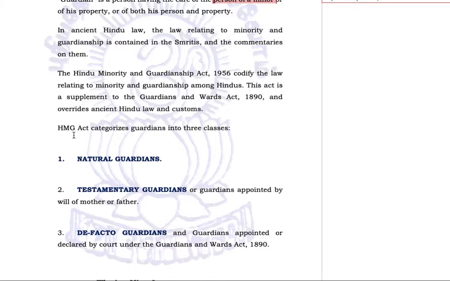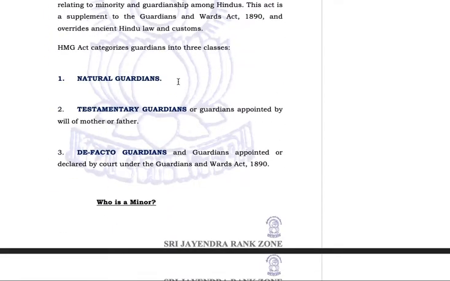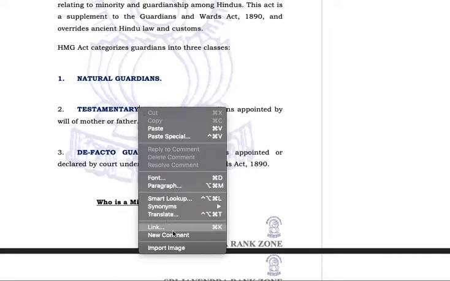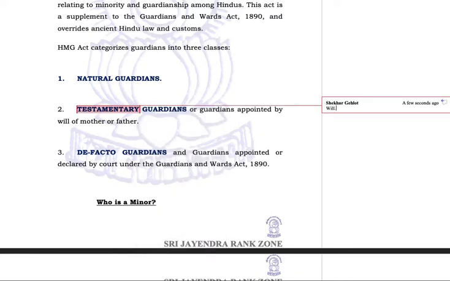The Hindu Minority and Guardianship Act categorizes guardians into three classes. There are three types of guardians as per the Act: natural guardian, testamentary guardian, and de facto guardian. Natural guardian is definitely parents. Testamentary guardian is a guardian appointed by the will of the mother or father. Testament is will. De facto guardians, and guardians appointed or declared by court under the Guardians and Wards Act. De facto guardian means those who, as a fact, have custody. That means near relations.